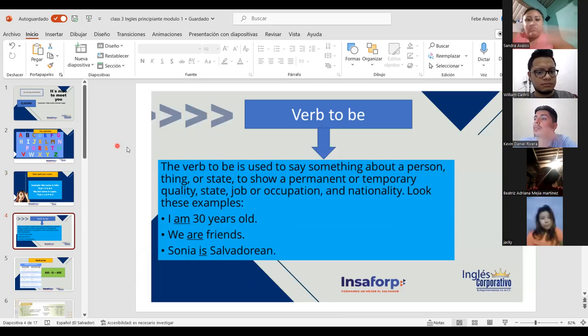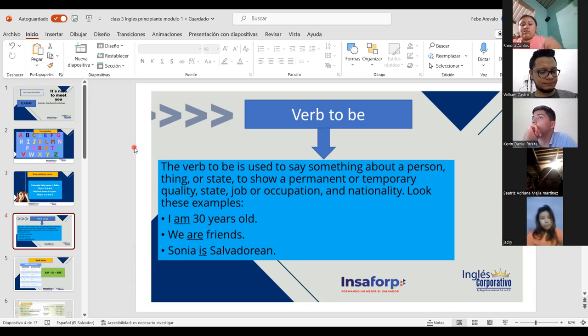So we have verb to be. My dear verb to be. Creo que en el video no explican qué es el verb to be actually, pero yo sí se los explico aquí, okay? It says, the verb to be is used to say something about a person, thing or state, to show a permanent or temporary quality, state, job or occupation, and nationality. Look at these examples. I am 30 years old. We are friends. Sonia is Salvadorian. All right? So, keep that in mind.